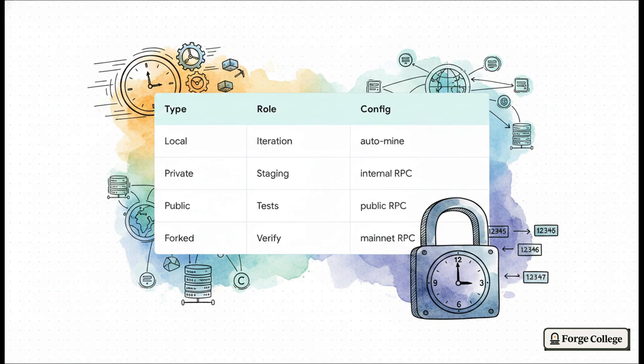For a local network, we set automine to true because we want that instant speed. For a public network, we use a public RPC and a canonical chain ID so we can connect to the real community testnet. And for a forked network, we use a mainnet RPC. But crucially, we pin the block number. That means we literally freeze time at a specific block so our tests are perfectly reproducible. This configuration is pure gold when you're writing your actual setup files.